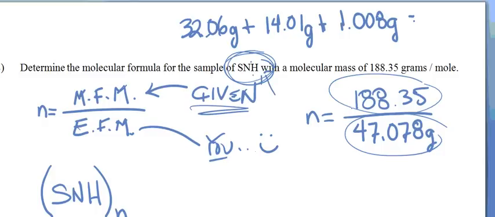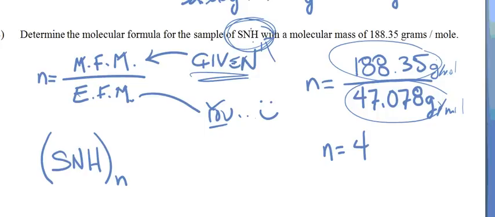Now that I have these two values, and again, these are grams per mole, what happens to the unit in my multiplier? That's right, it goes away. It's a multiplier. Multipliers don't have a unit. So 188.35 divided by 47.078 gives me 4.0008, which is 4. So N is 4. What that means is I'm going to change that N to a 4.